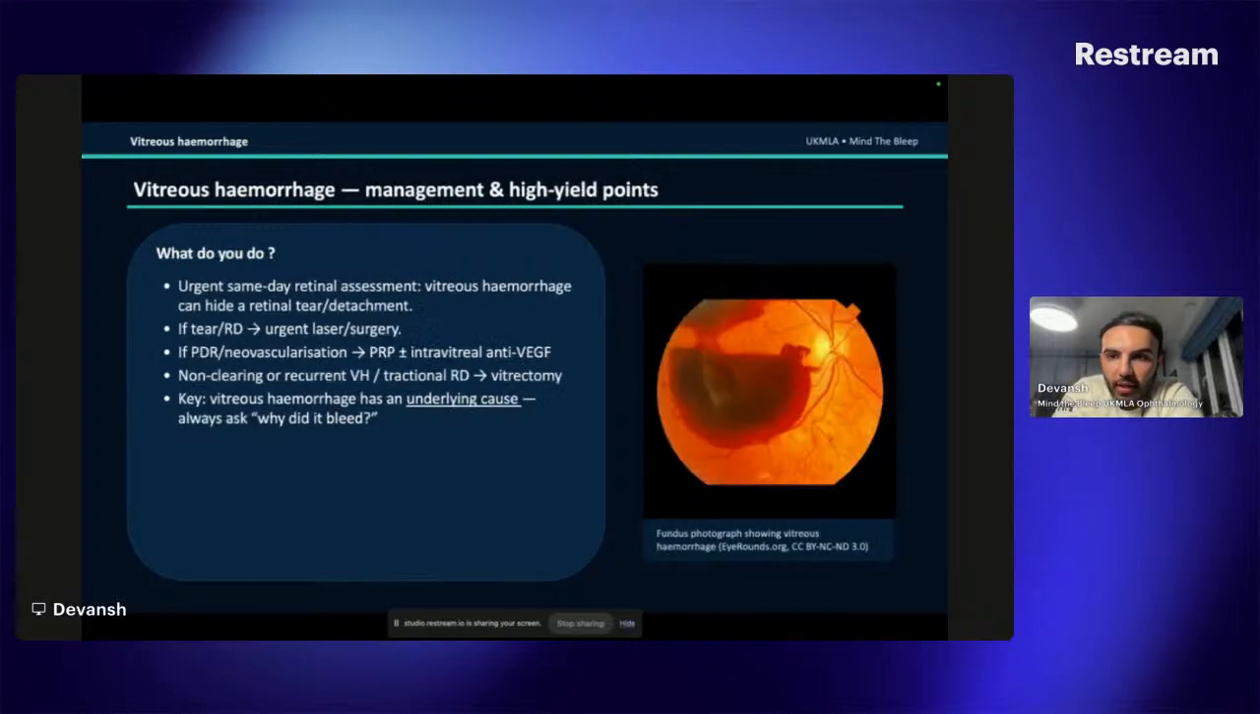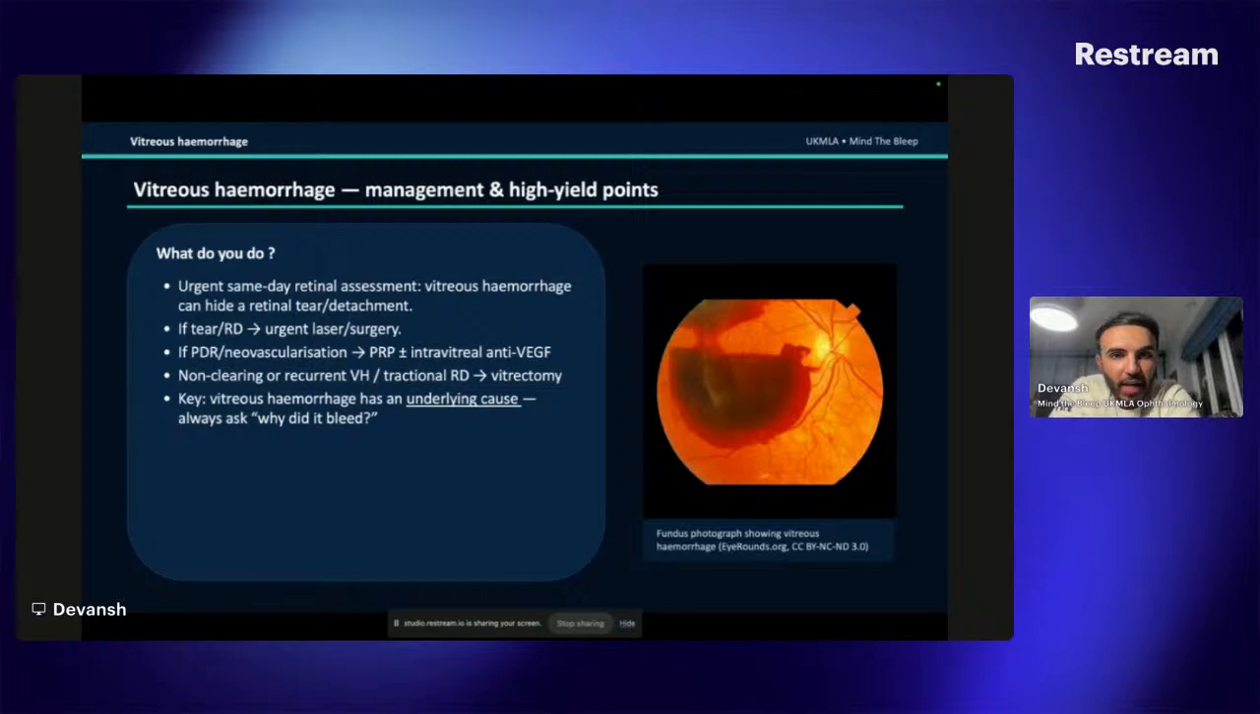Key thing to note here is that we again want urgent same-day retinal assessment, as vitreous hemorrhage can hide that detachment we've been talking about. In terms of treatment, if it's because of proliferative diabetic retinopathy with that neovascularization, where new blood vessels are formed, we can contribute to the treatment with PRP, the pan-retinal photocoagulation.